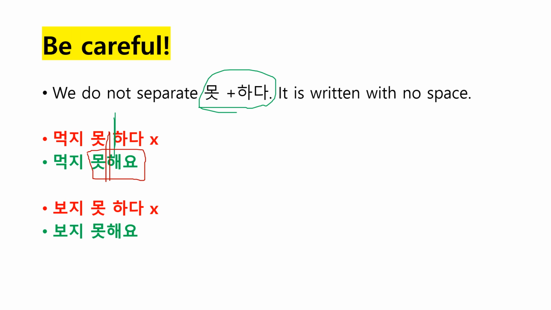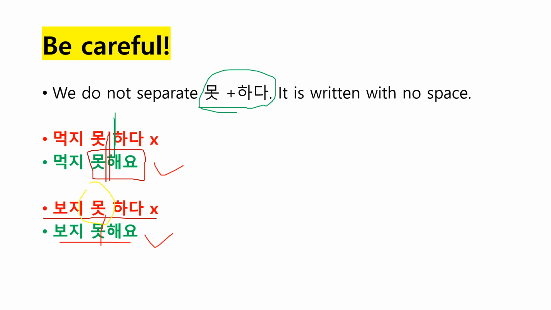And next one is 보지 못해요. So we don't say 보지 space 못하다. No, this is wrong. We should say 보지 못해요. This one is correct. There's no space after 못. If you confuse this, then you can use the first version of negative sentence with 못 plus verb. It's 못 봐요, 못 가요, 못 와요, right? It's simpler for most students than 지 못해요.